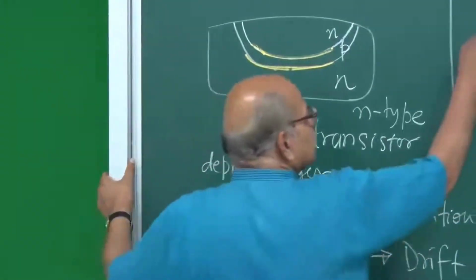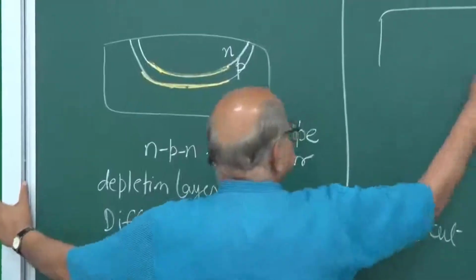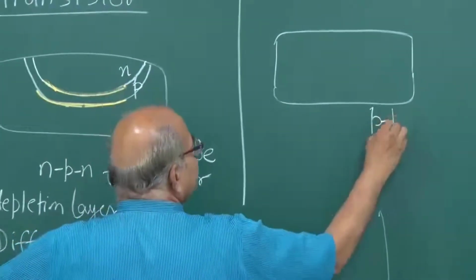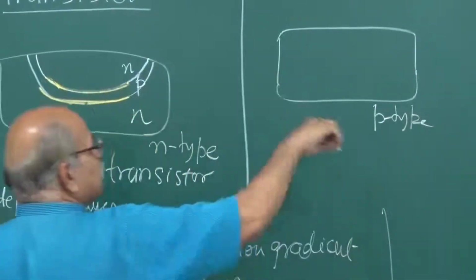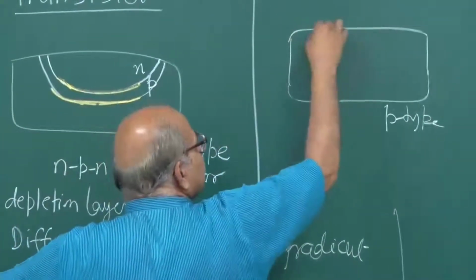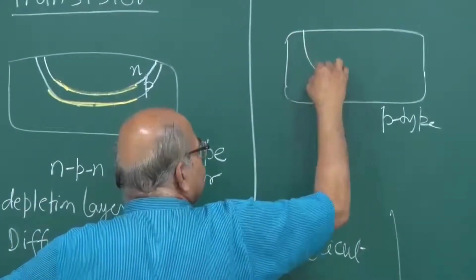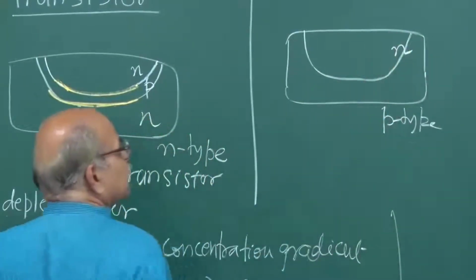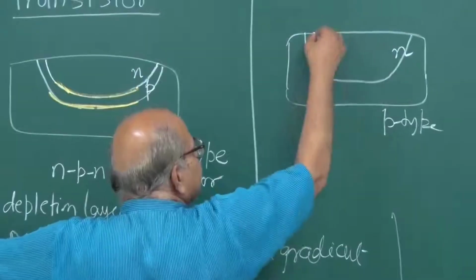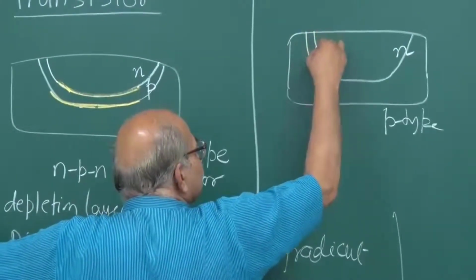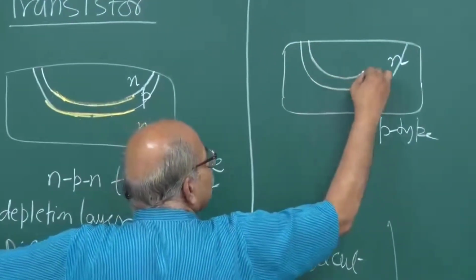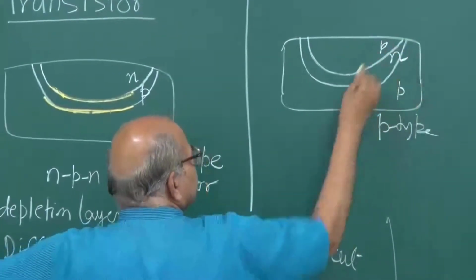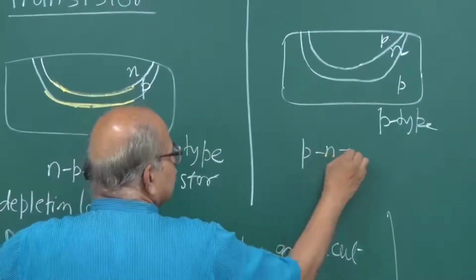You can start with a wafer which, to start with, is all p-type. Then you diffuse n-type from one side, and suppose this is n-type, and then you diffuse p-type again, with stronger concentration, so that you get this p-type here, and then you get p-n-p. So this is a p-n-p transistor.